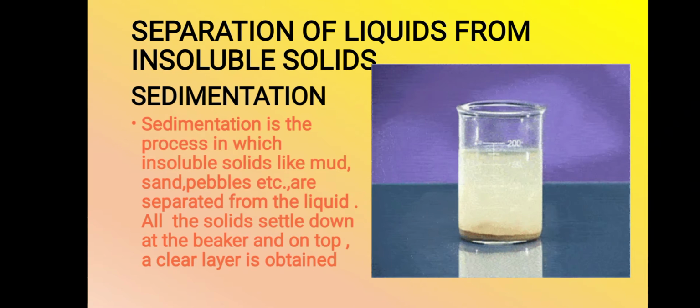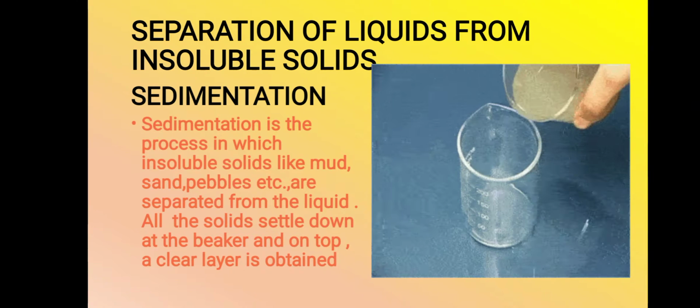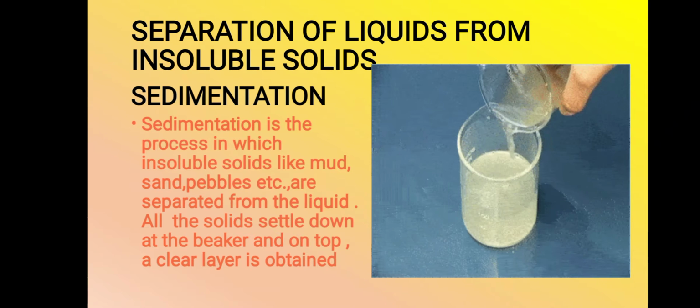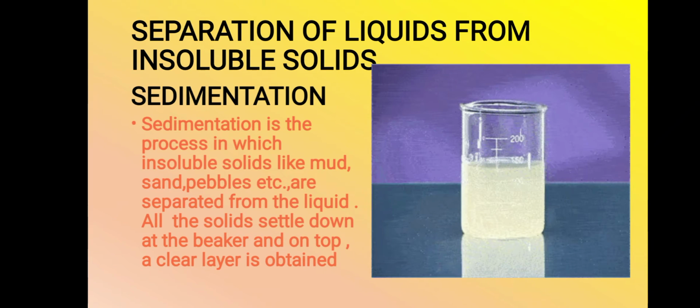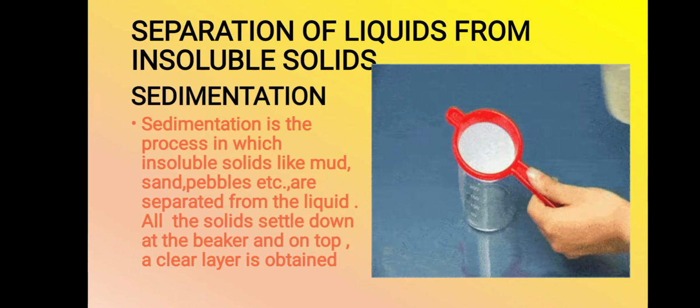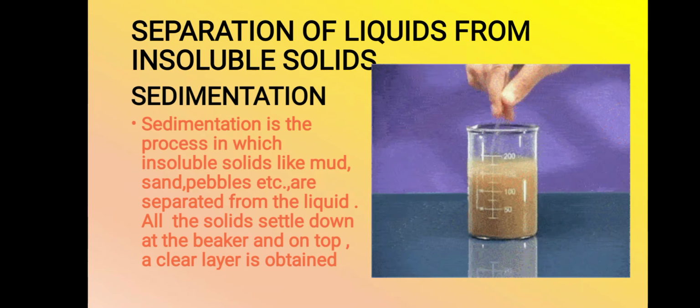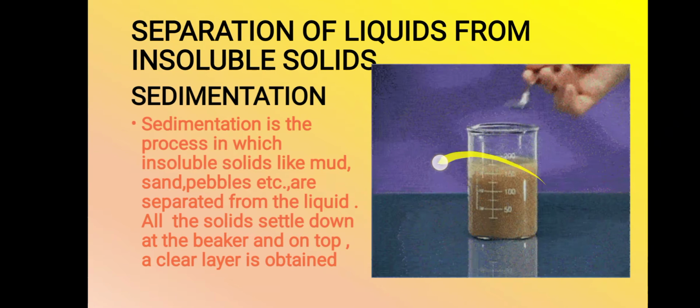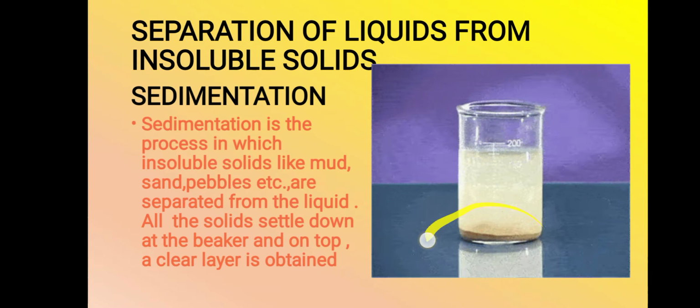Sedimentation. Sedimentation is a process in which insoluble solids like mud, sand, and pebbles, etc., are separated from the liquid. All the solids settle down at the bottom of the beaker, and on top a clear layer is obtained. This is known as sedimentation.